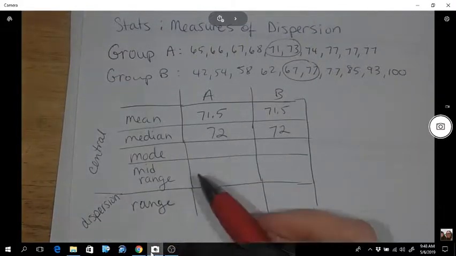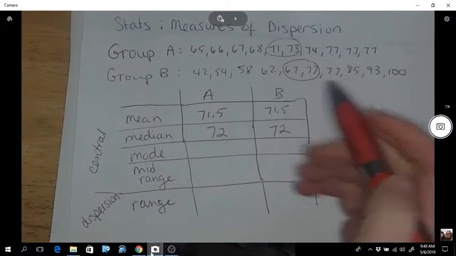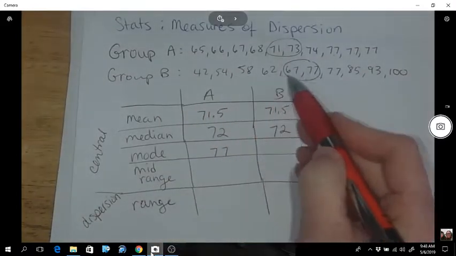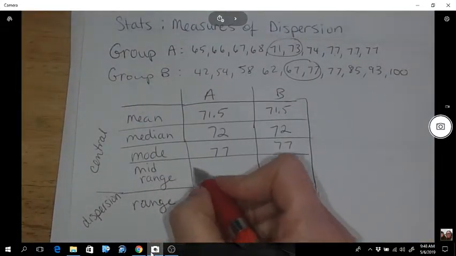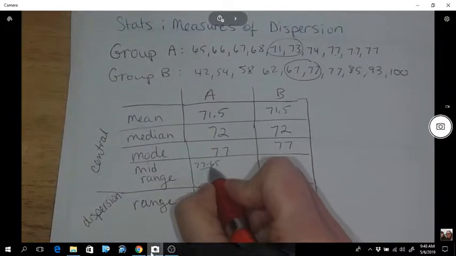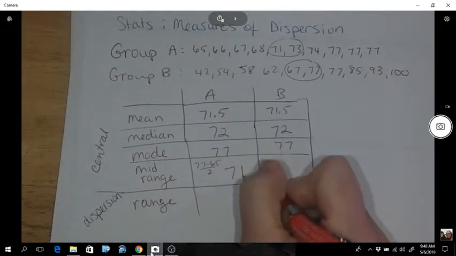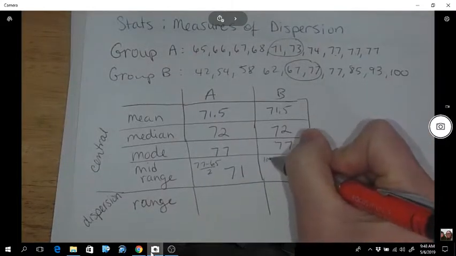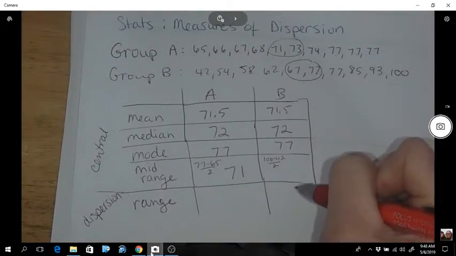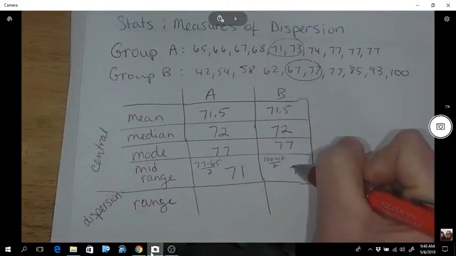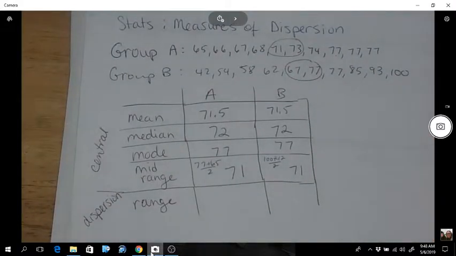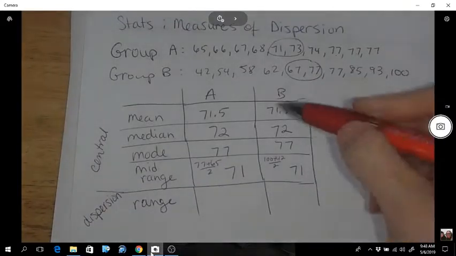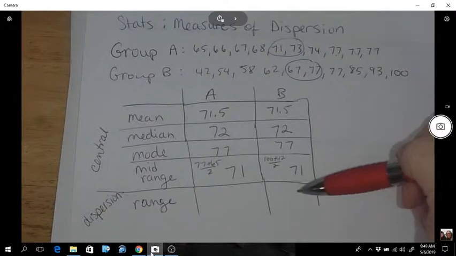Most often occurring is the mode. In here, 77 appears the most times, and in this group, 77 also appears. The mid-range would be 77 plus 56, averaged, which comes to 71. For the other, 100 plus 42, averaged, also comes out to 71. So as you can see, these two pieces of data have the exact same measures of central tendency.